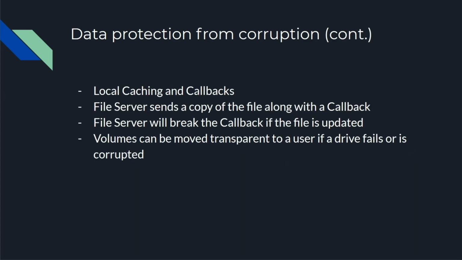Another form of data protection from corruption is local caching and callbacks. With this, the file server sends a copy of the file along with a callback, and the file server will break the callback if a file is updated while someone else has the file open or in their cache. Volumes can be moved transparently to a user if a drive fails or is corrupted. So without the user knowing, an administrator can move a volume from one server to another at their discretion.